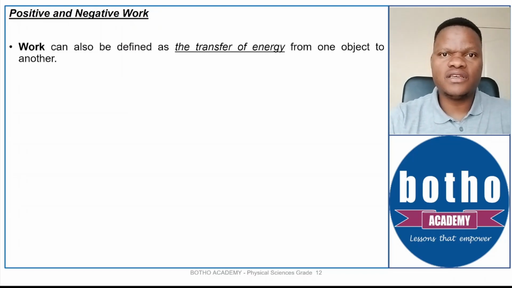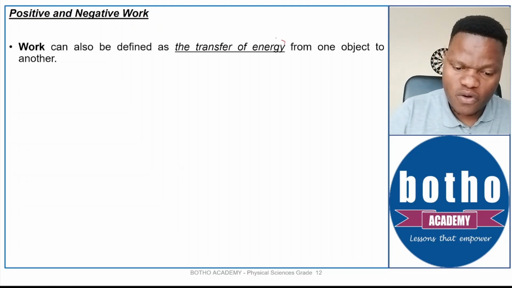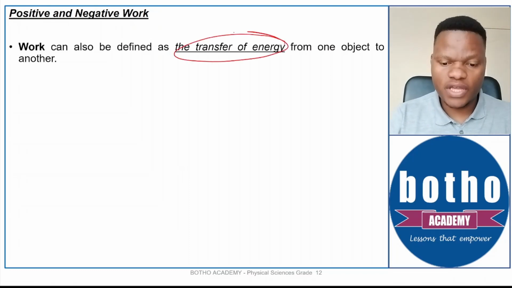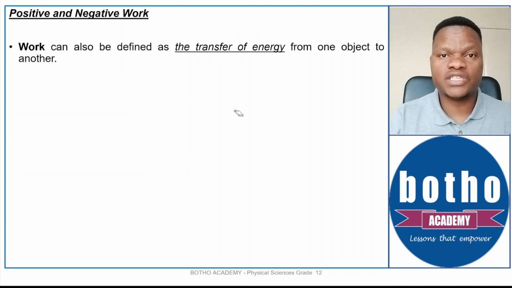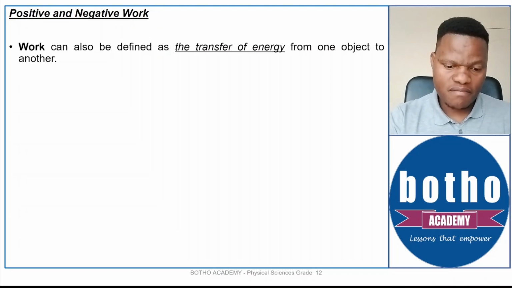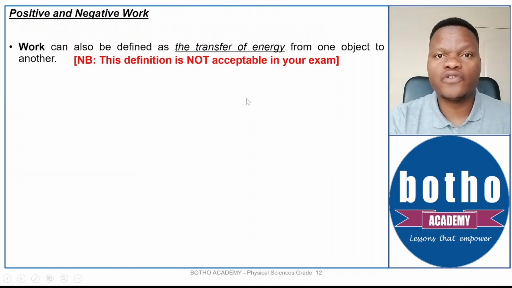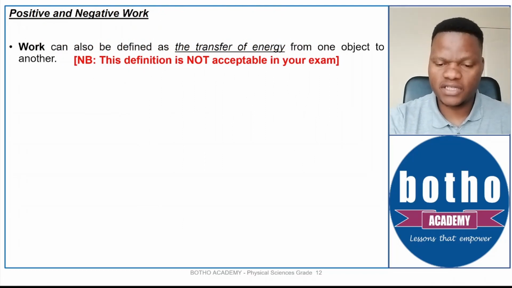In essence, the simplest definition of work done is actually the transfer of energy. So when you are doing work on an object, you are transferring energy either from the object to you, the person who's doing work on the object, or from you to the object. But remember, as I indicate here, this definition is not acceptable for your assessments, that would be your exams and tests and so on.